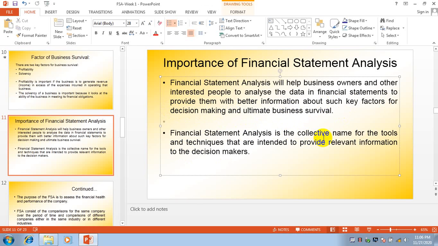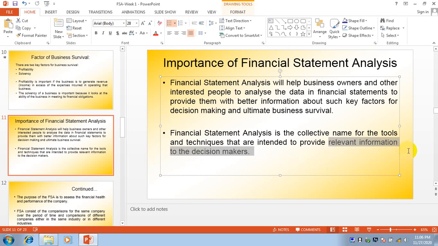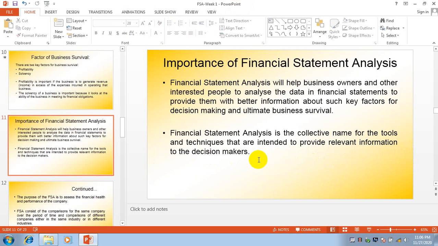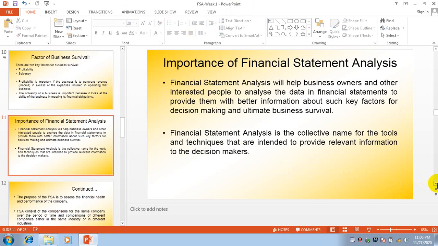Financial statement analysis is the collective name for the tools and techniques that are intended to provide relevant information for decision making. Financial statement analysis is providing relevant information to the interested parties, to decision makers, for taking decisions.